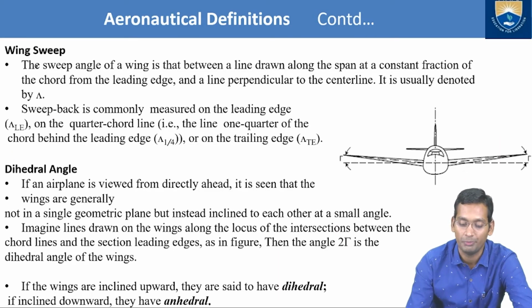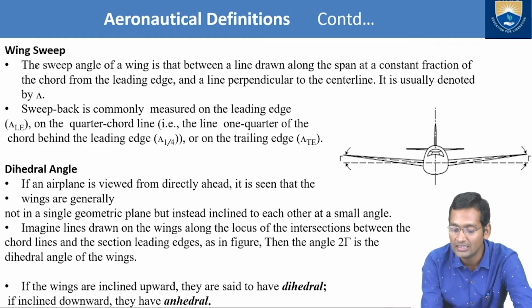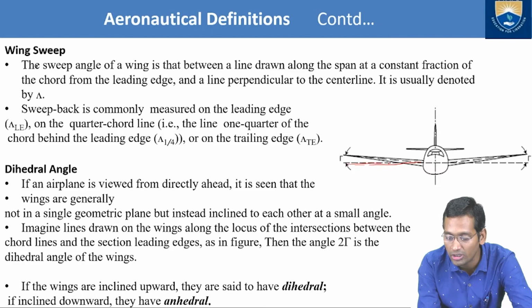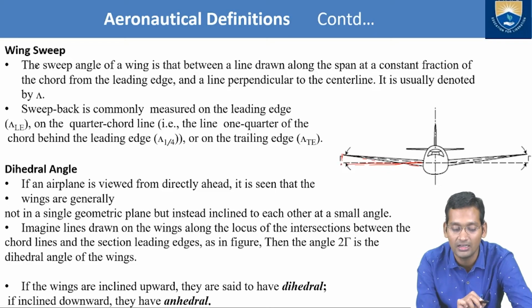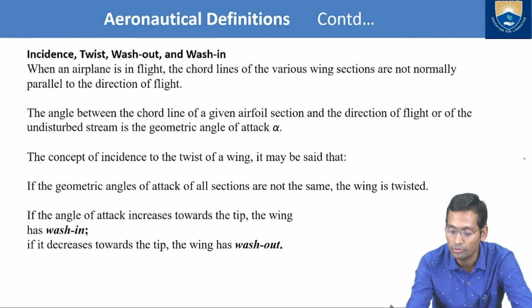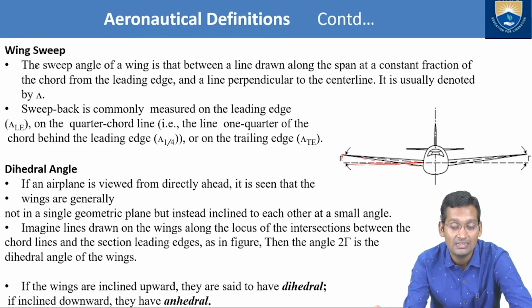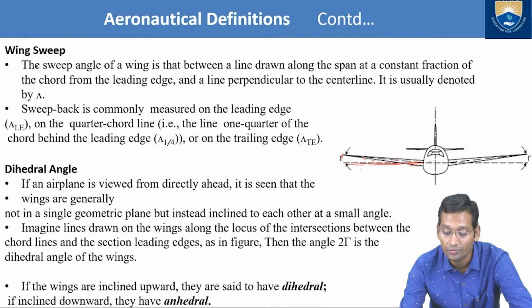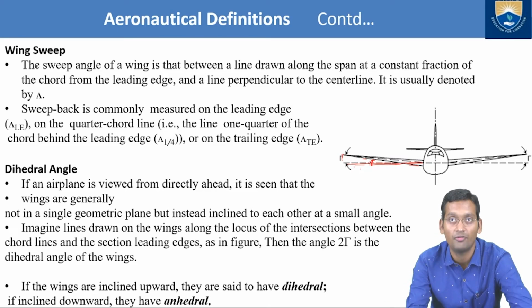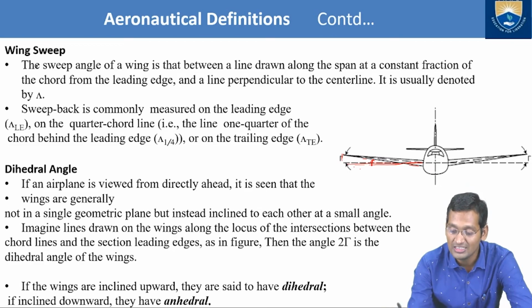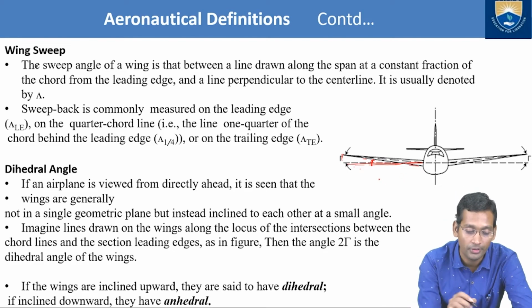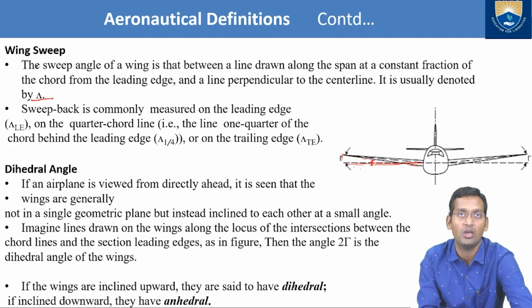Now wing sweep. It depends on how much angle it is inclined. Just see here, it's not a horizontal one. It's inclined by some amount. Whatever the inclination is there, that is the sweep. On both sides you can say the wings are not horizontal. So the sweep angle of a wing is the angle between this line and the constant line, the chord line, that is how much angle they are forming. This is denoted by this, an inverted V you can say.